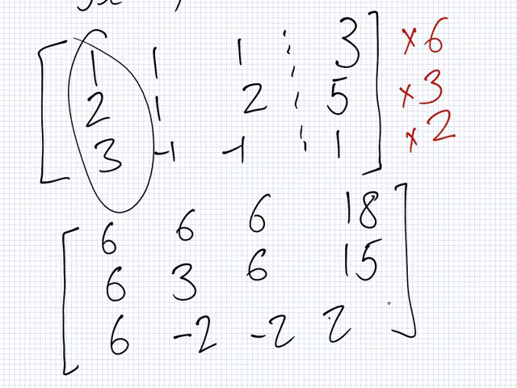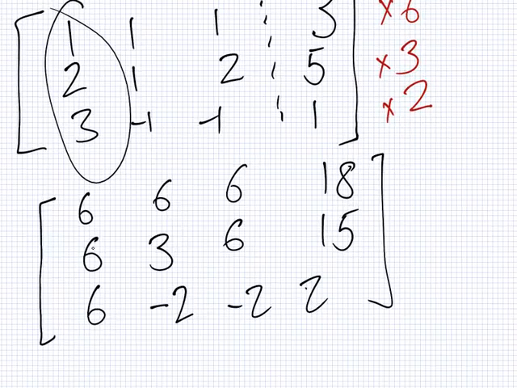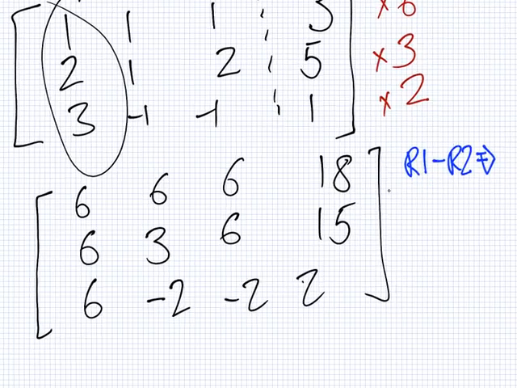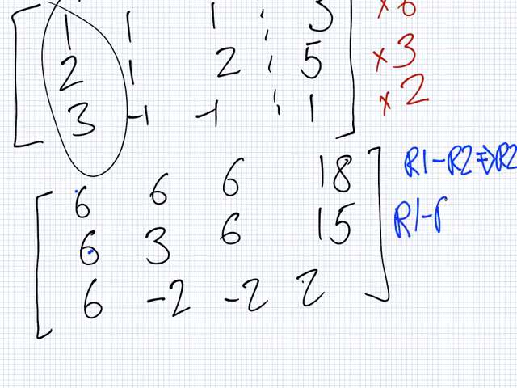Now, which do you want to make 0? You want to make this and this a 0, right? So you should do row 1 minus row 2, and where should I put the answer? On row 1 or row 2? I should put it on row 2, and this will become 0. 6 minus 6, 0. And I should do row 1 minus row 3. Where should I put the answer? On 1 or 3? Row 3, yes, that's it.